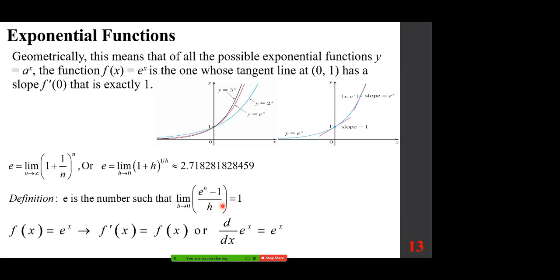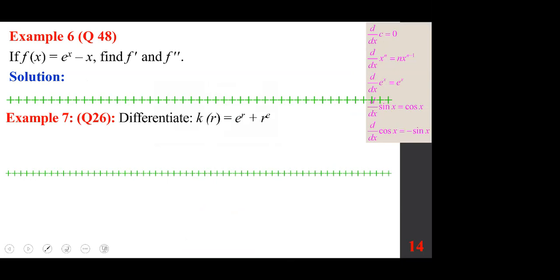So let's look at a couple more examples here. If f of x is e to the power of x minus x, we want to find f prime and f double prime. To do that, what is f prime of x? What is the derivative of e to the power of x? It is itself, minus the derivative of x, which is 1. So you get e to the power of x minus 1. If you differentiate it again, you get e to the power of x minus 1 gives you 0. So simply e to the power of x. So the first derivative is e to the power of x minus 1.